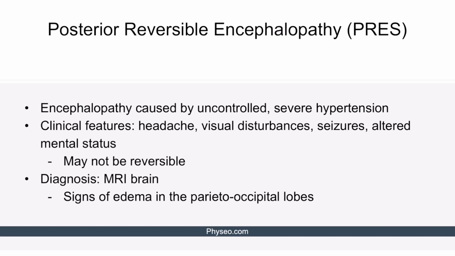Posterior reversible encephalopathy, or PRES, is basically encephalopathy caused by uncontrolled severe hypertension. The most common clinical features include headache, visual disturbances, seizures, and altered mental status. Despite the name of this condition, these clinical features may not always be reversible, especially if this disorder is not recognized upon initial presentation. The diagnosis is suggested by clinical features and is confirmed with MRI of the brain, which typically reveals signs of edema in the parieto-occipital lobes.